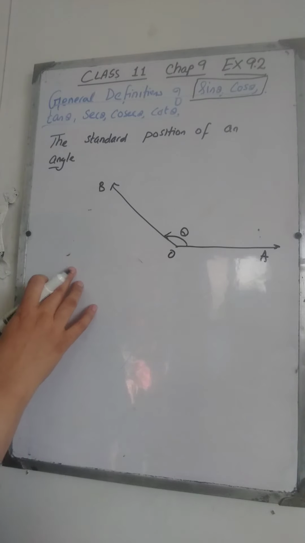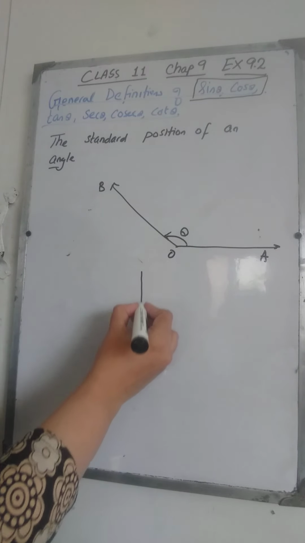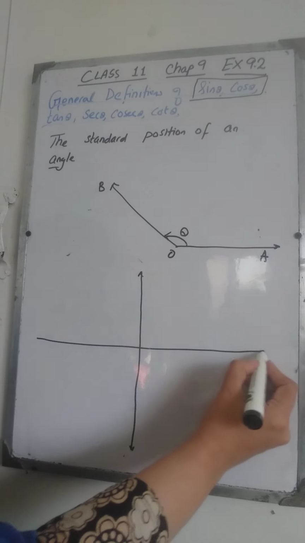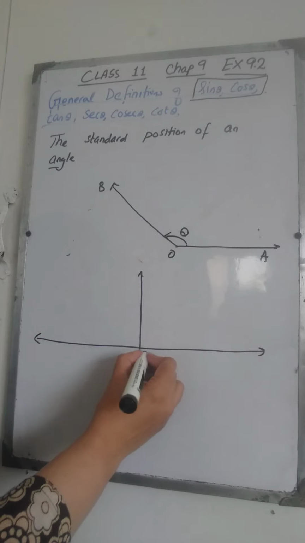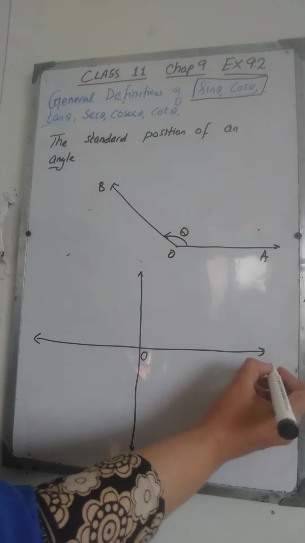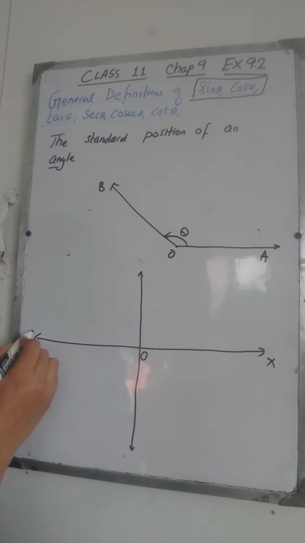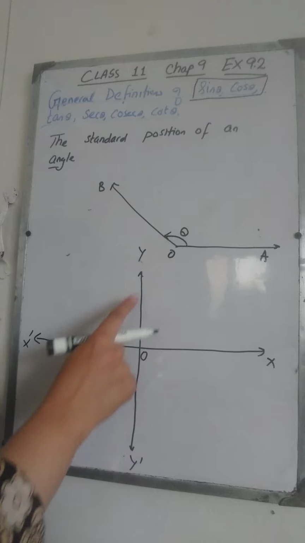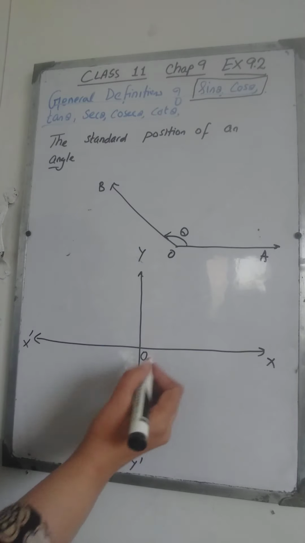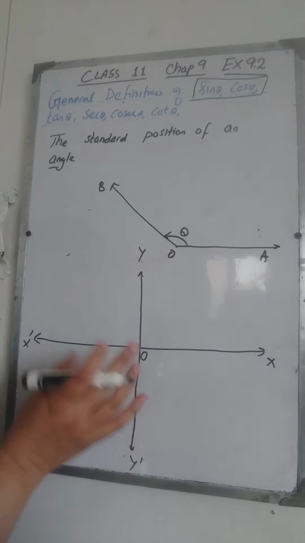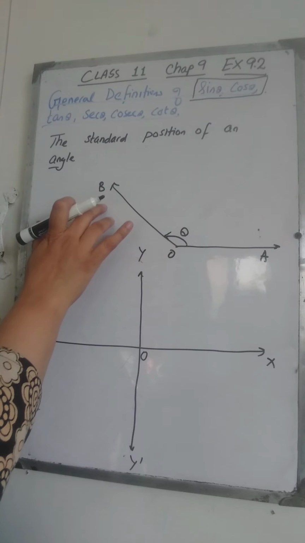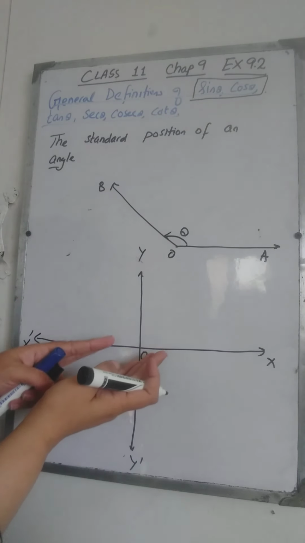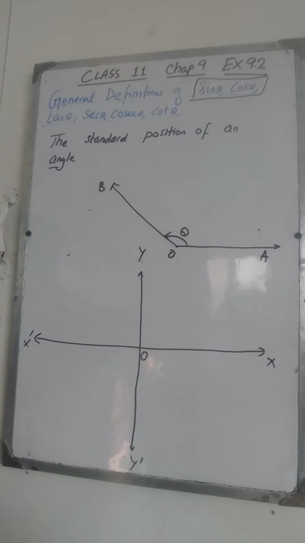The standard position of this angle will be in such a way that for that we will first have to make the coordinate system, the Cartesian coordinate system, which comprises two axes, the x-axis and the y-axis. We have already done this in junior classes, and their point of intersection we know is O. And now to put this angle in a standard form, we are going to pick this angle and place it in this coordinate system in such a way.